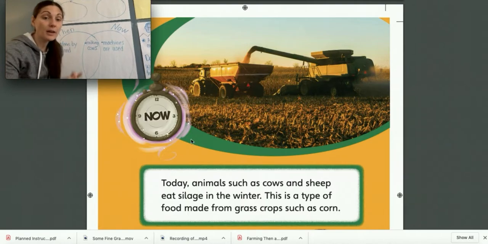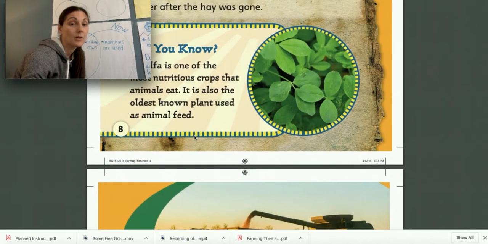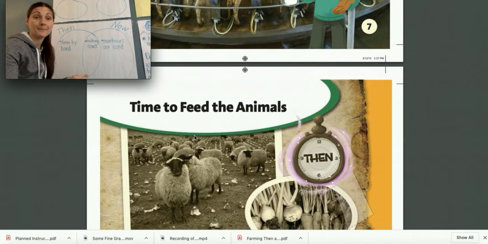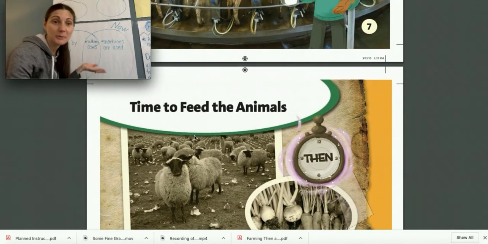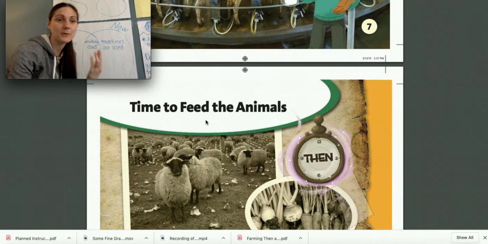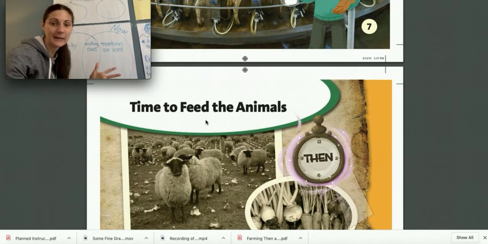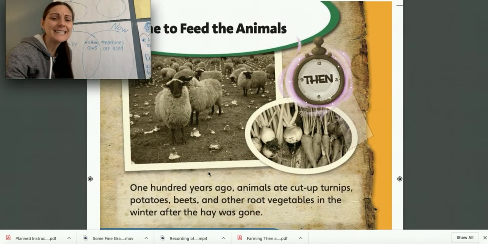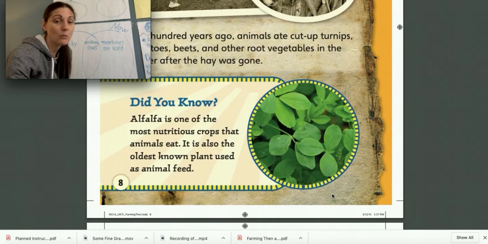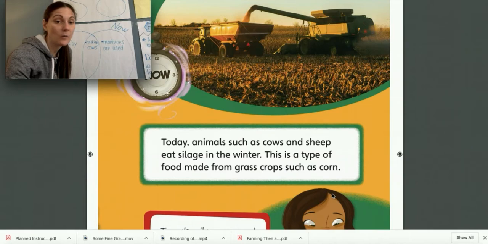So think, first of all, what was the same? The animals were being fed, right? The animals are always fed, all right? So that's your similarity. The animals were always fed. They were always eating. What did they eat then? And what do they eat now?